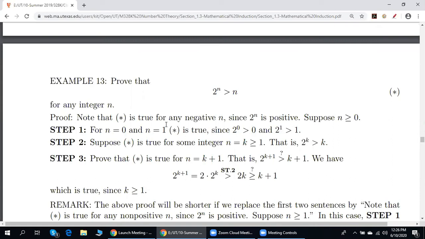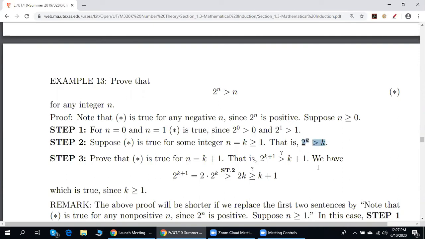Step 2. Suppose this is true for some integer n equal to k, which is greater than or equal to 1. Note that in all previous examples, if here we have some number, here we have the same number. However, since in step 1 we showed that this is true for n equal to 0 and n equal to 1, here we can put 1. Suppose this is true for some integer n equal to k, which is greater than or equal to 1.